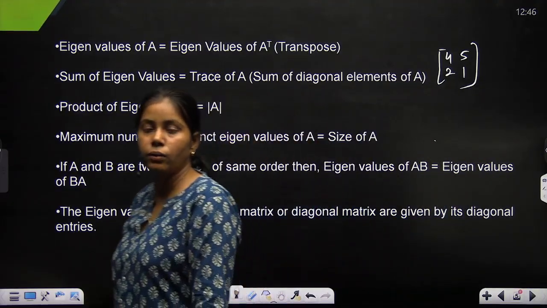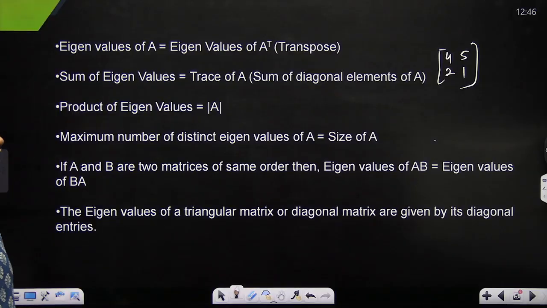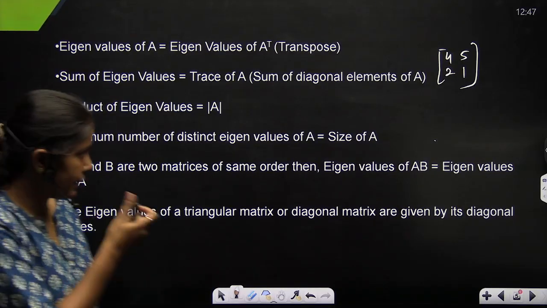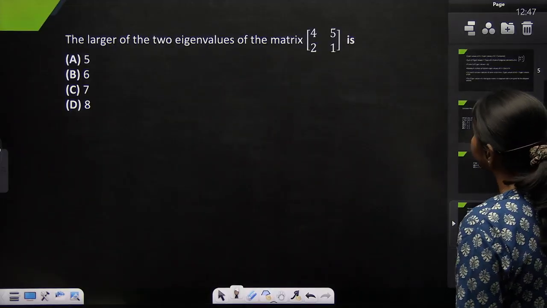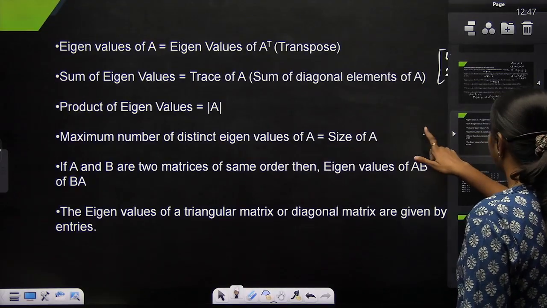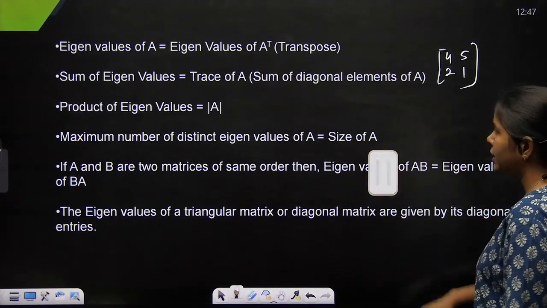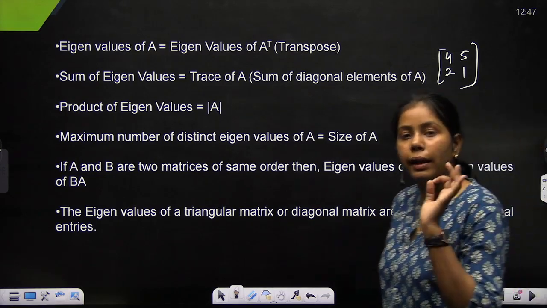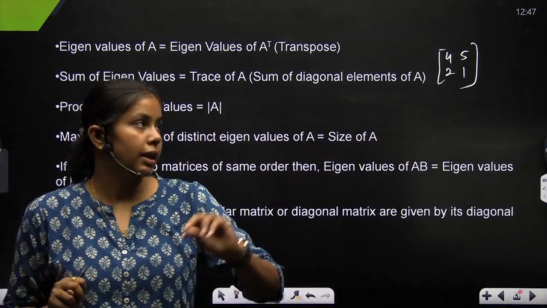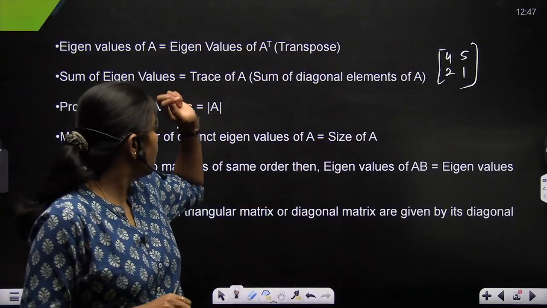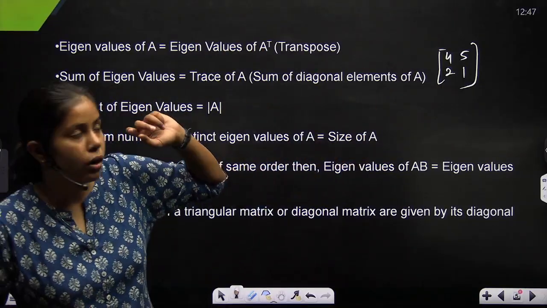Let's try to find out the eigenvalues here. I think I have written the right matrix: 4, 5, 2, 1. We have the matrix 4, 5, 2, 1. And instead of the method which we have already discussed, determinant of A minus lambda I is 0, I need to find out eigenvalues using this. So how do I find out?